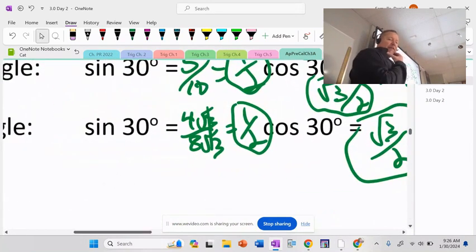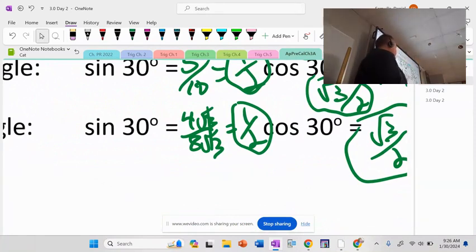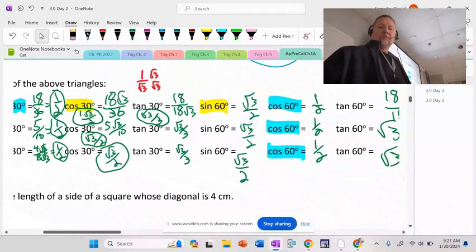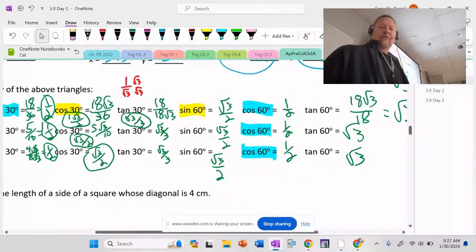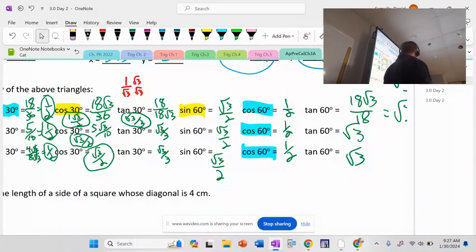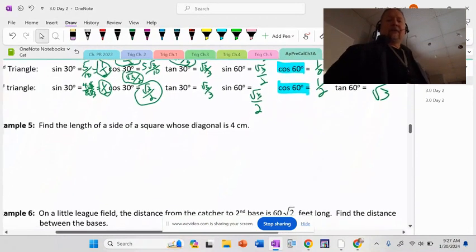Sine of that 30 in the third triangle gave me 4 root 3 over 8 root 3. The root 3s cancel. 4 over 8 is 1/2. So all of these are the same. And that was the conjecture that we were supposed to get out of this: 1/2, root 3 over 2, root 3 over 3, root 3 over 2, 1/2, root 3. Okay? All right. I didn't get to these in the other class.